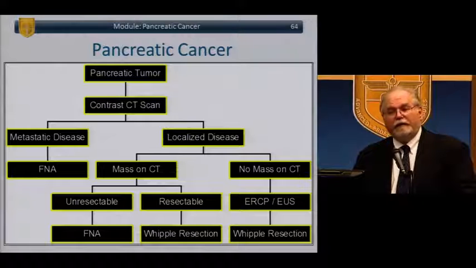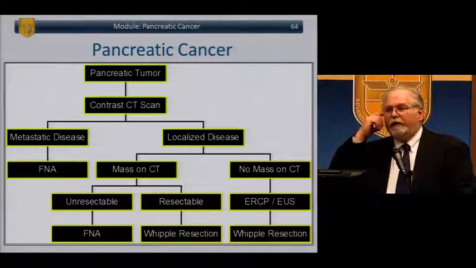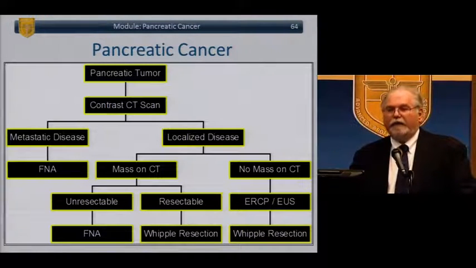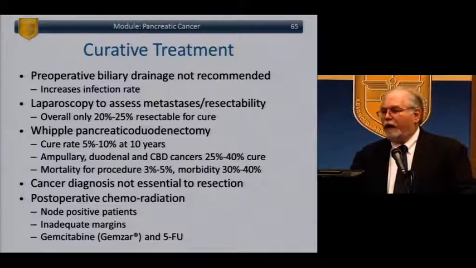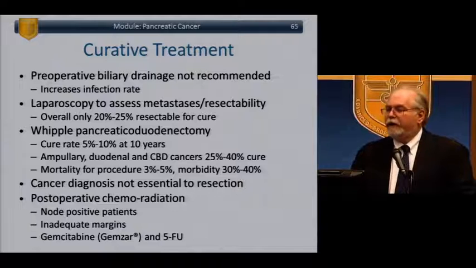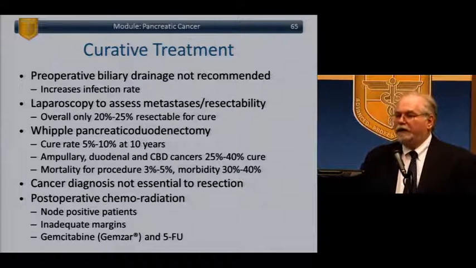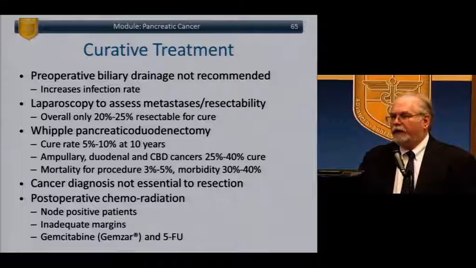If you don't see a mass on CT, then they'll get an ERCP or an endoscopic ultrasound, and then if they're resectable, go on to resection. This is by far and away not the only way to do it, but one very common way to deal with this. A couple of lessons. One, you don't really need preoperative biliary drainage if you're going to go on to surgery quickly. It increases the infection rate if you do go ahead with biliary drainage, more if you do an external biliary drainage than internal drainage. You almost always will do a laparoscopy to assess for metastatic disease prior to definitive resection.